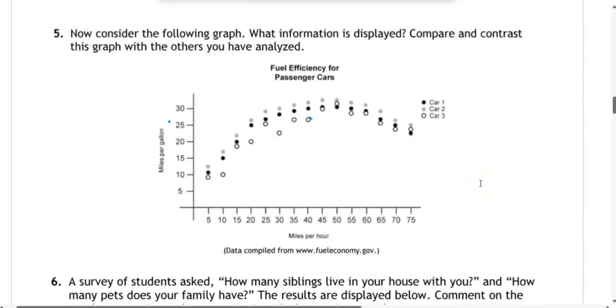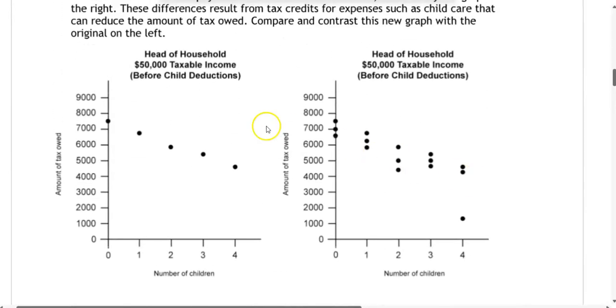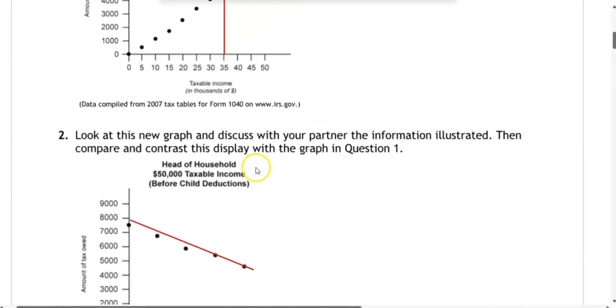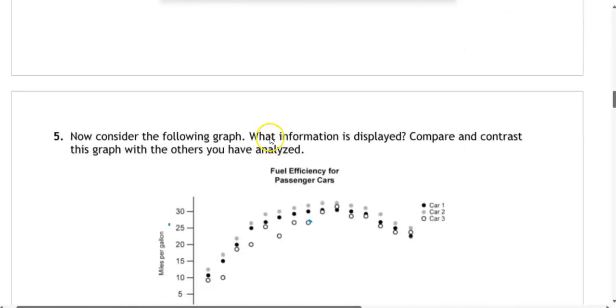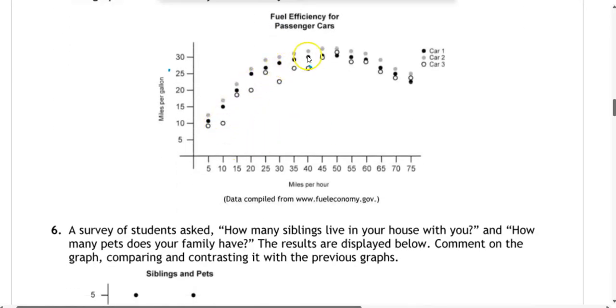Now, if I go ahead and look at the next following graph here, what information is displayed? Compare and contrast this graph with the others that you've analyzed. So now the other ones kind of seem to be a bit more predictable, if you will. It was here, it was just kind of decreasing, and same thing here, just decreasing here. This one was kind of increasing. You can kind of just see it look more linear than anything. This is not. This one's kind of a bit more of a scatter. It also, as it increases, then it reaches a maximum and then it starts to decrease. So this has actually got a bit of a curvature to it.